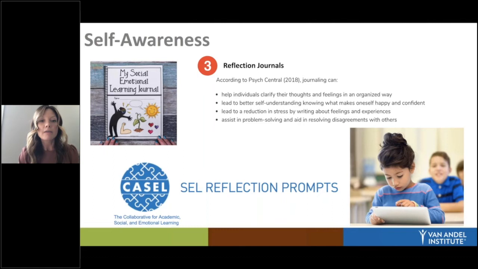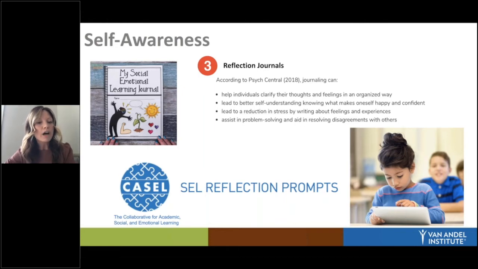So it teaches them to learn to lead, right? So they can lead their understanding and how they cope, and have a better self-understanding, knowing what it is that makes them happy or unhappy. It also can lead to reduction in stress because they're able to write out their feelings and emotions, and then it can assist in problem solving and aid in disagreements with others. So a great way to make students aware of how they're feeling.